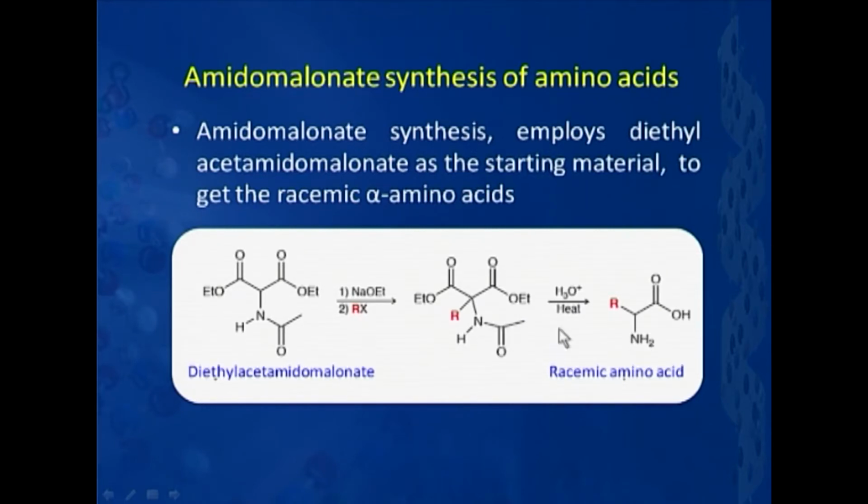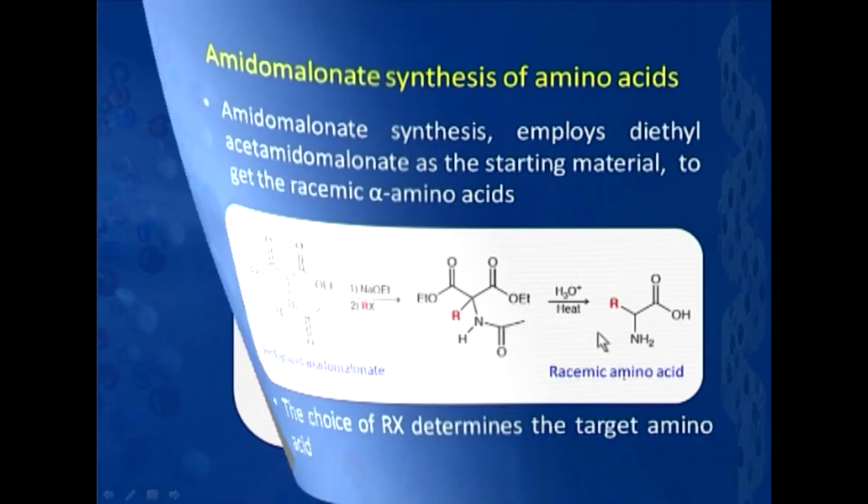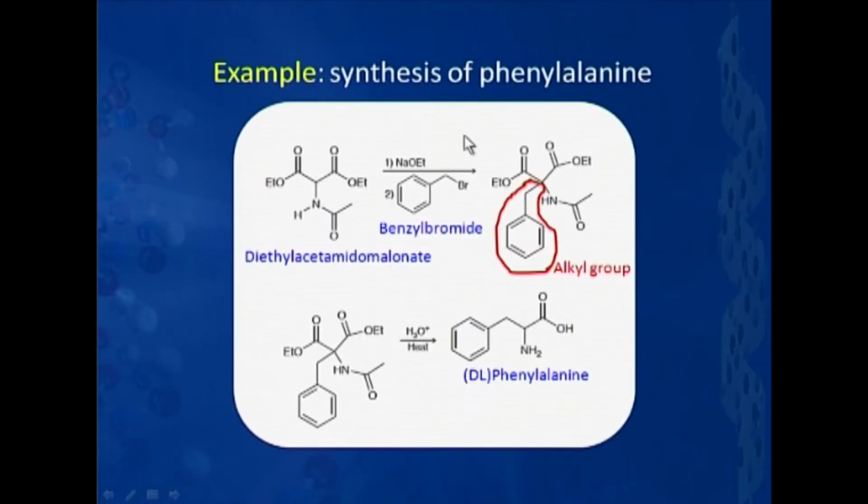So, this is a very clever synthesis which is used for generating alpha amino acids. The target amino acid can be achieved by choosing the right kind of RX here, because this alkyl halide will determine what amino acid we get as a product. Let us take an example. Now, suppose I want to synthesize phenylalanine.